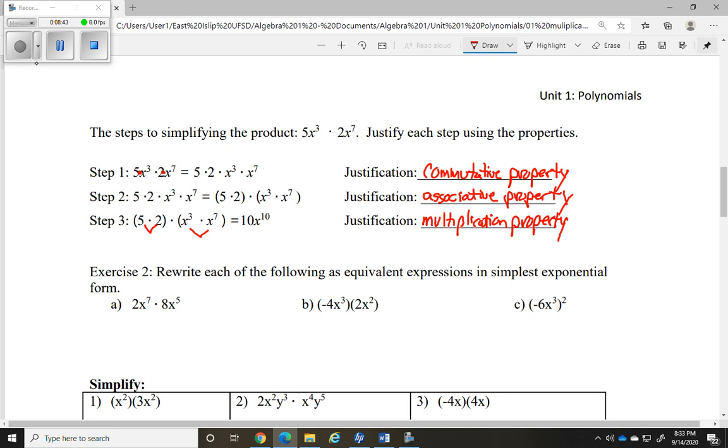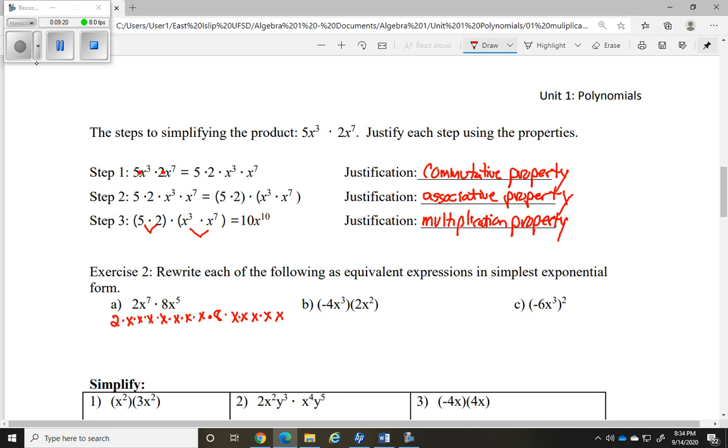And here in exercise 2, it's asking us to rewrite each of the following as equivalent expressions in simplest exponential form. So that means using a base and an exponent. And again, I'm going to show my work. I'm going to write this as 2 times x times x times x times x times x times x times x, times 8 times x times x times x times x times x.